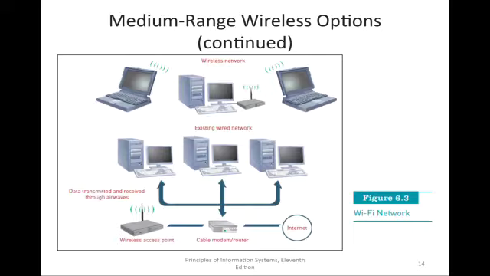So we can see an example of medium range wireless options, a Wi-Fi network. You have a wireless access point and data is transmitted and received through airwaves. And you know that within an access point, a couple of devices can also join. And it is a more reliable connection. But also don't forget, you need to use an Ethernet cable if you want higher connection speeds, okay?